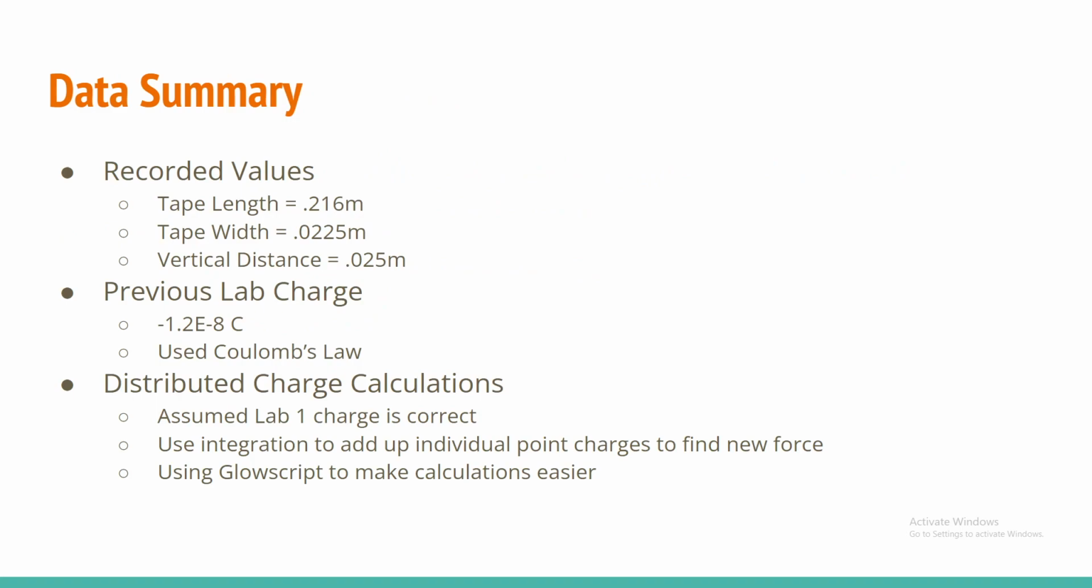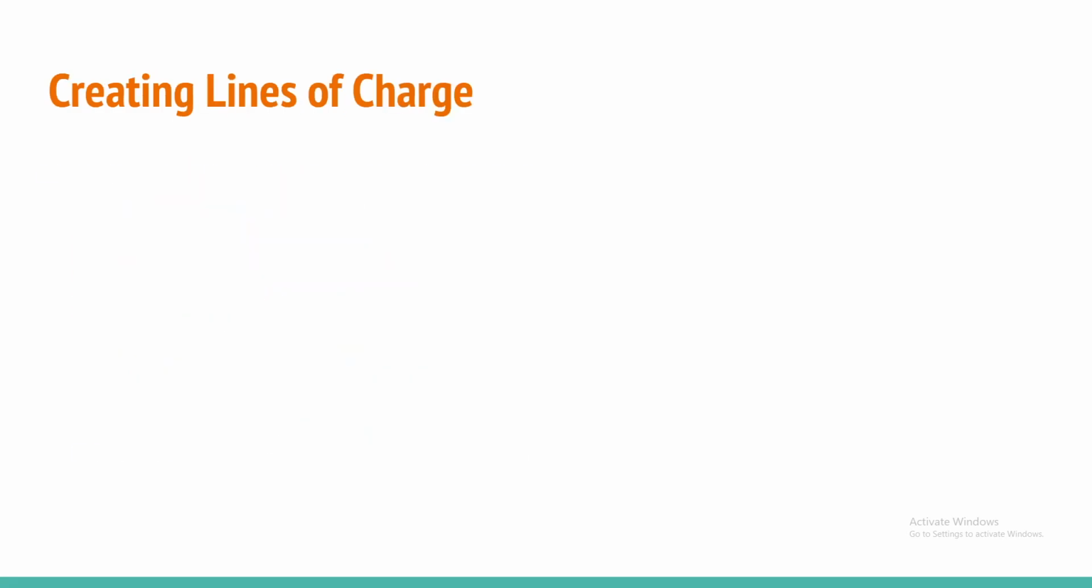The values you see on the screen are from lab 1. The tape length was 0.216 meters, tape width was 0.0225 meters, vertical distance was 0.025 meters, and in the previous lab we found that a single point charge was negative 1.2 times 10 to the negative 8 coulombs, and we used Coulomb's law. But in order to do the distributed charge calculations, I assumed lab 1's charge was correct, and I also used integration to add up individual point charges to find the new force, and I used GlowScript to do the calculations for me.